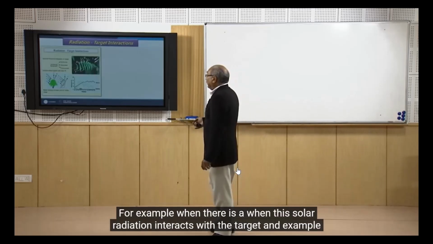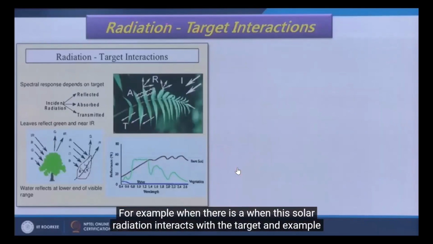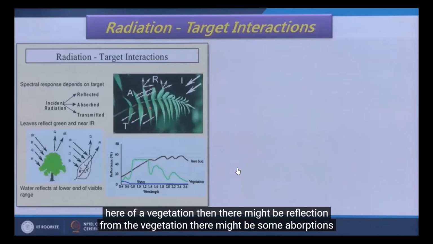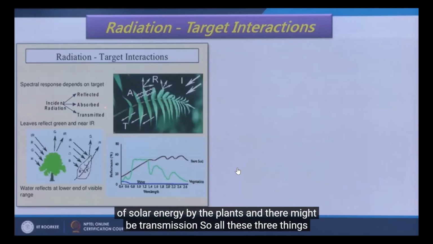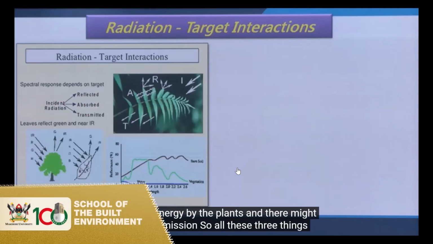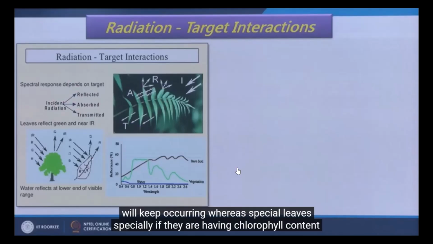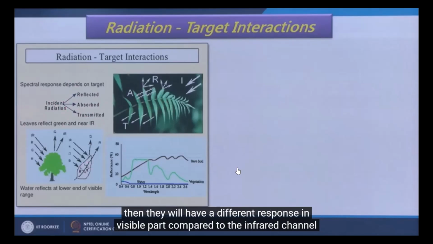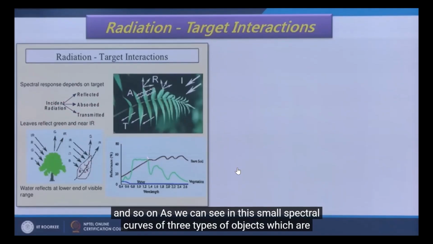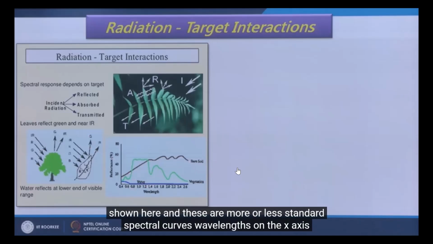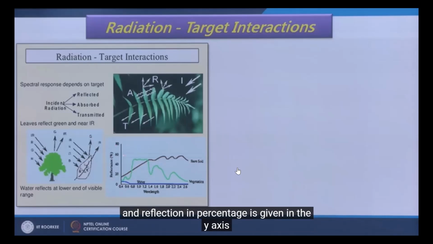For example, when solar radiation interacts with a target, here an example of vegetation, there might be reflection from the vegetation, there might be some absorption of solar energy by the plants, and there might be transmission. All these three things keep occurring, whereas leaves, especially if they have chlorophyll content, will have a different response in the visible part compared to the infrared channel. We can see this in the small spectral curves of three types of objects shown here. These are more or less standard spectral curves, with wavelength on the x-axis and reflection in percentage on the y-axis.